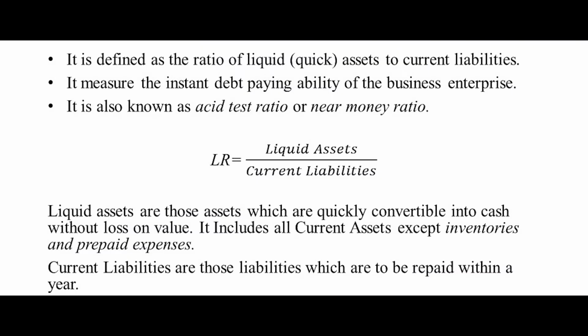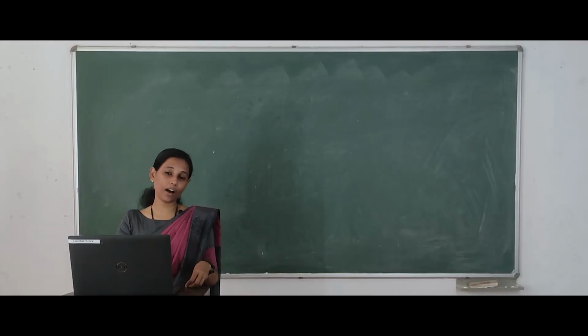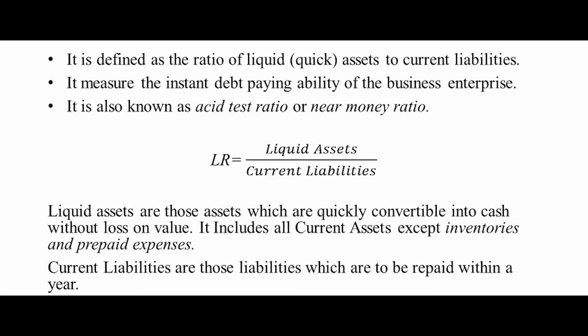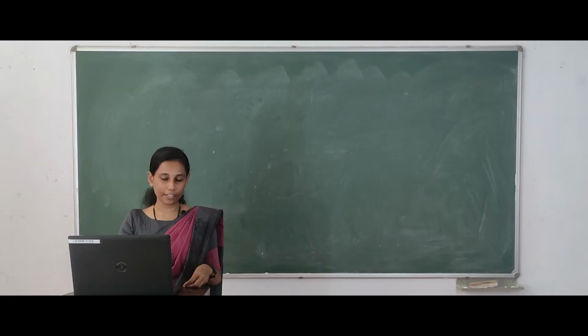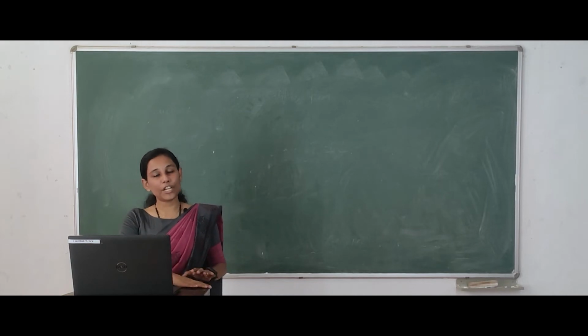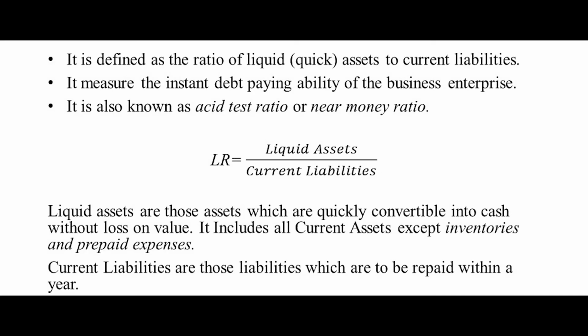Liquid ratio means the ratio of liquid assets to current liabilities. Liquid assets are also known as quick assets. Quick assets can be easily converted into cash or liquid form. It measures the instant debt paying ability of the business enterprise. We use the quick ratio for measuring the firm's instant debt paying capacity.